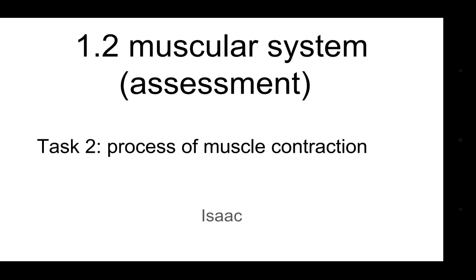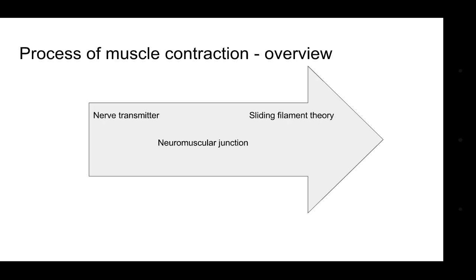This is my 1.2 process of muscle contraction video. This video will explain the process of muscle contractions caused by a stimulus in a sporting environment. Firstly, you have the nerves transmission, which consists of your PNS, CNS, neuromuscular junction and sliding filament theory.